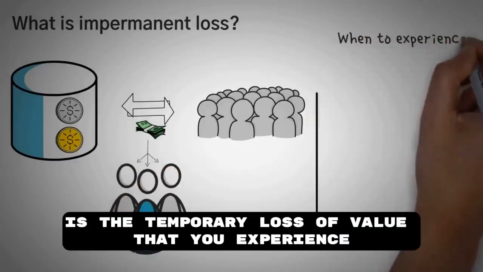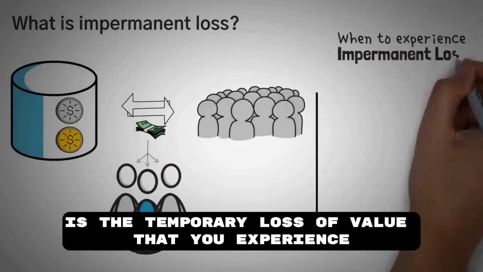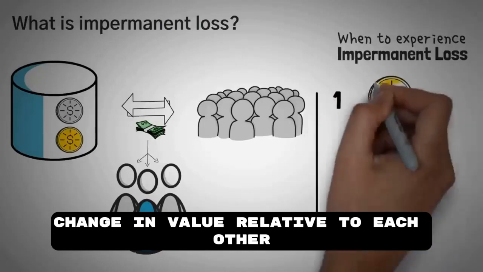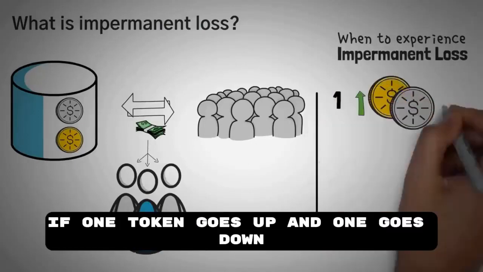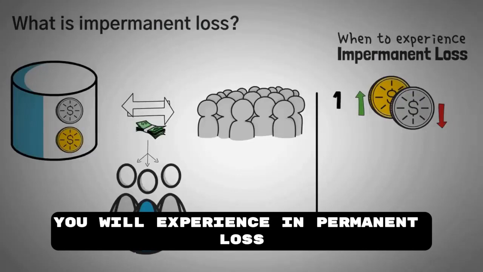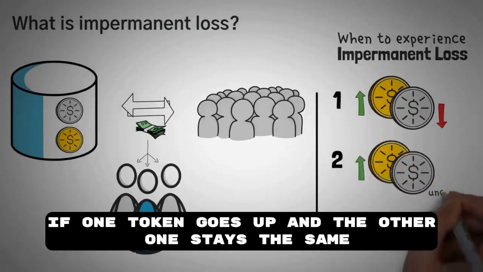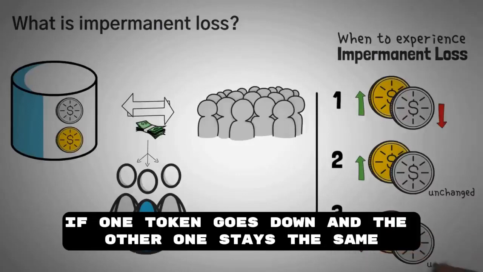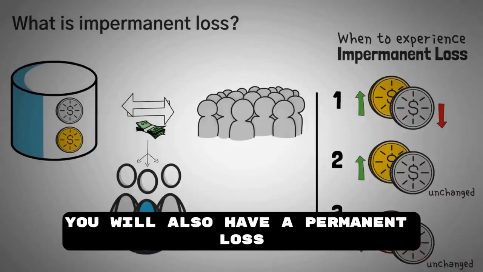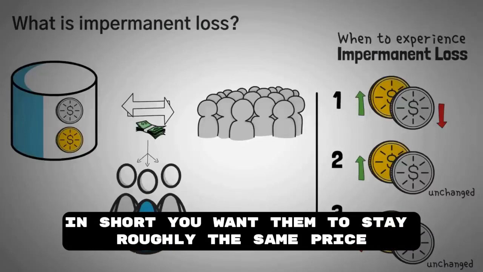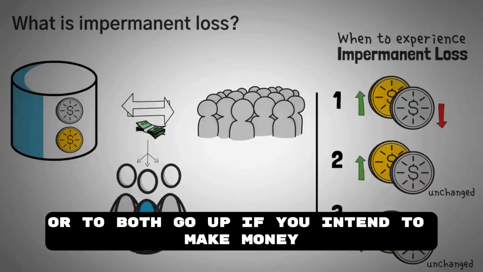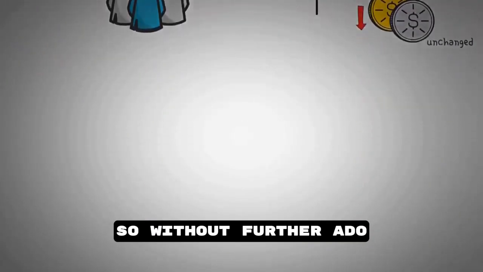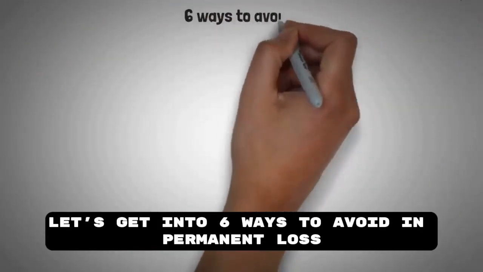So impermanent loss is the temporary loss of value that you experience when the 2 tokens that you invested in change in value relative to each other. So to put it simply, if one token goes up and one goes down, you will experience impermanent loss. If one token goes up and the other one stays the same, you'll have impermanent loss. And lastly, if one token goes down and the other one stays the same, you will also have impermanent loss. In short, you want them to stay roughly the same price or to both go up if you intend to make money while providing to a liquidity pool. So without further ado, let's get into 6 ways to avoid impermanent loss.